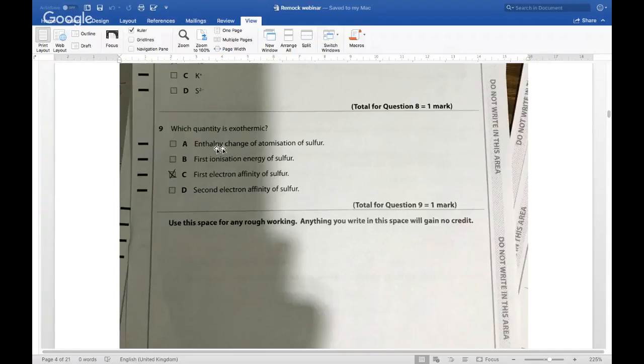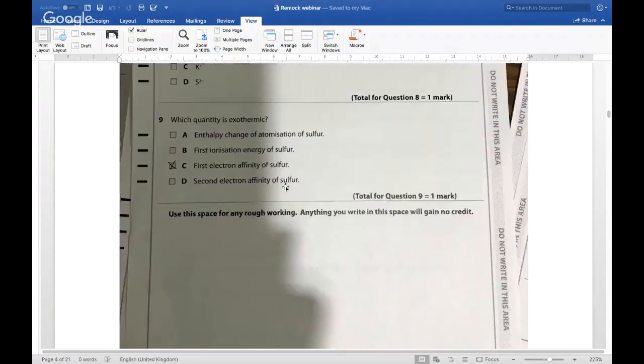Which quantity is exothermic? Atomization? No. If you want to atomize something, you've got to put in energy. That's endo. First ionization energy of sulfur, you've got to rip an electron off, so that's going to take energy. The first electron affinity for sulfur, that's your answer. This is one we discussed in Born-Haber cycles. The second one is massively endo, but the first one is always exo. The reason being, you're adding an electron to a neutral species, so you're making a bond, making is exo, breaking is endo.